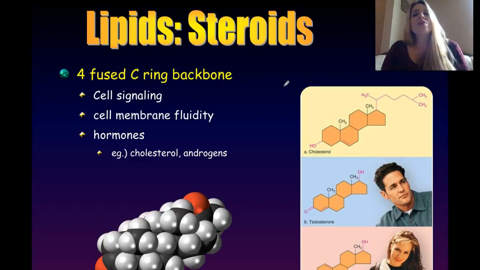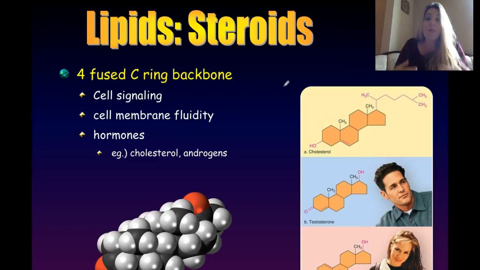But in general, steroids are a category of lipids that are used for cell signaling. So yes, our trillions of cells in our body communicate with one another, and they do it chemically, and they can do this through the use of steroids. So we'll be getting into a lot more detail about cell signaling, cell communication later. But for now, let's concentrate on the structure of steroids and some other cool things. So these guys can serve as hormones.